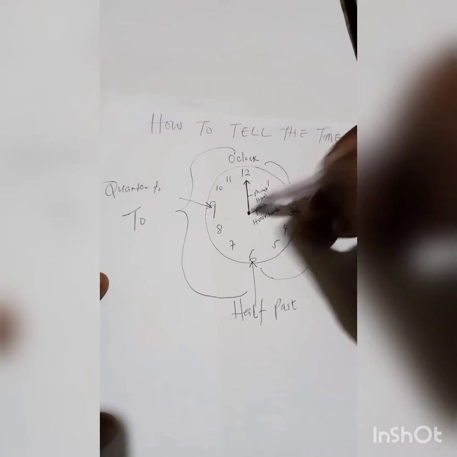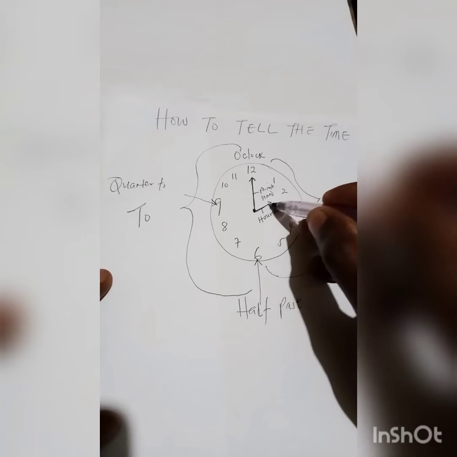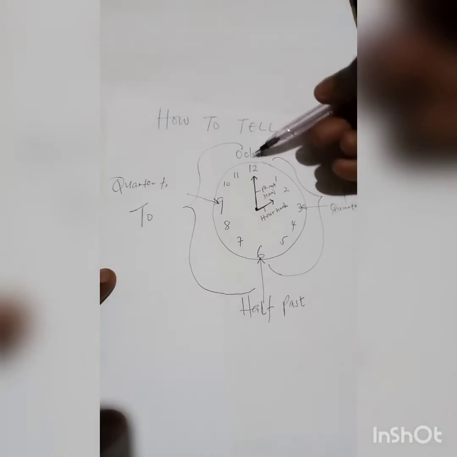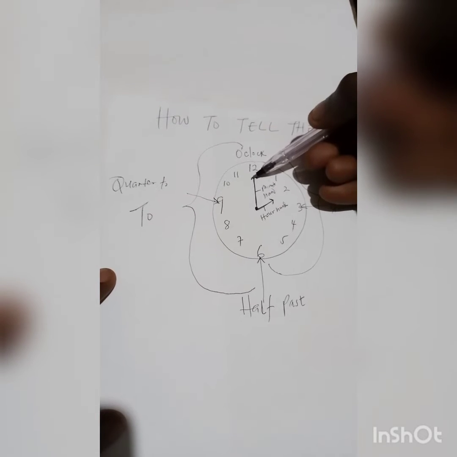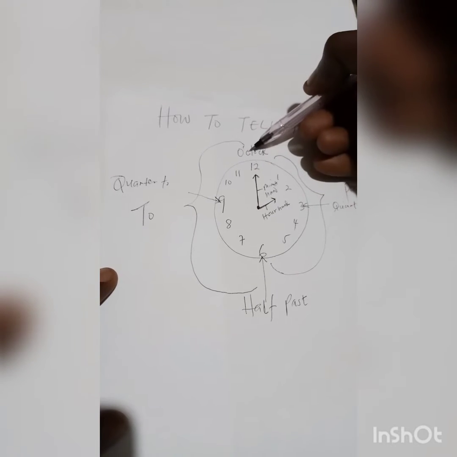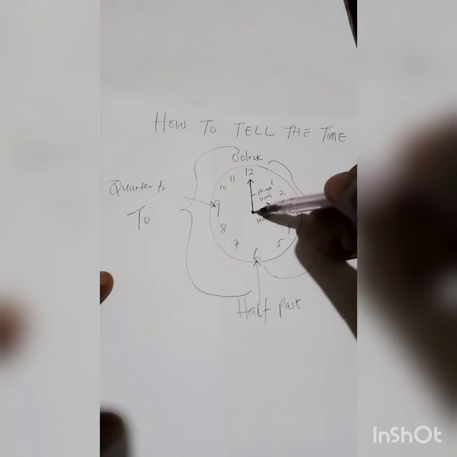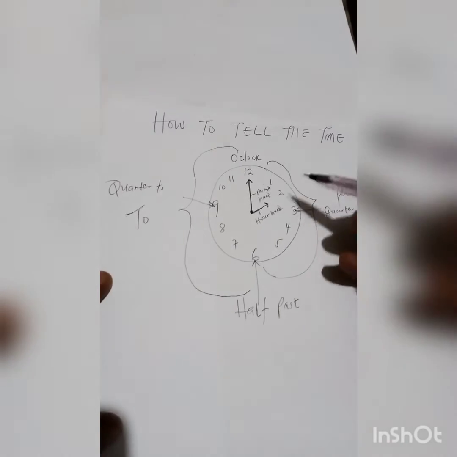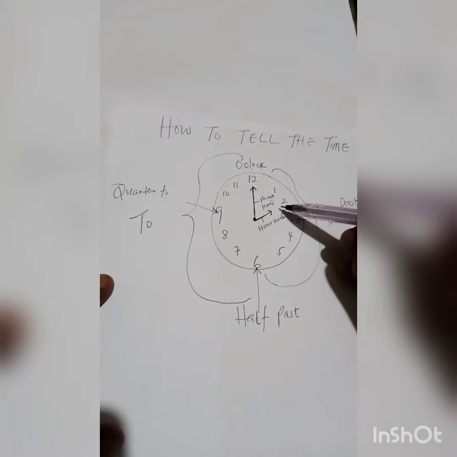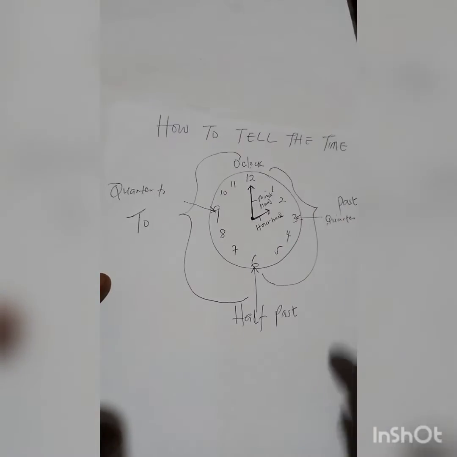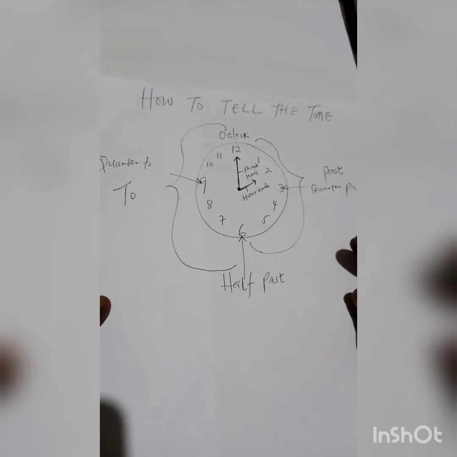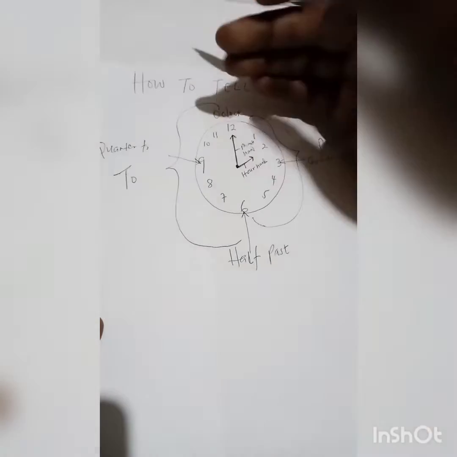All right, so as it is, where the long hand is on 12 and the short hand is pointing at 2, you can say this is 2 o'clock. It is o'clock because the long hand is pointing at 12. Anytime the long hand is at 12 and the short hand is pointing at any number, if it's pointing at 1, it's called 1 o'clock. If it's pointing at 2, as it is right now, it's called 2 o'clock. If it's pointing at 3, it's called 3 o'clock. And it continues like that. So that's how to understand o'clock.